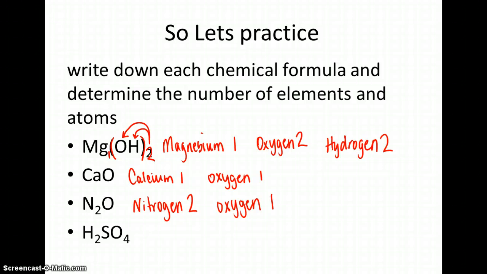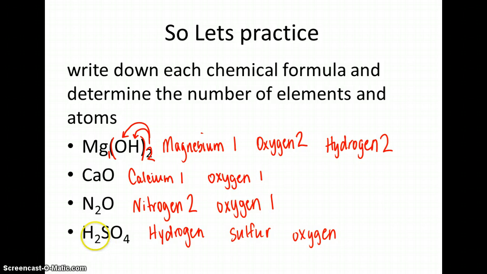Our last formula we have here has 3 different elements. So we have a hydrogen and sulfur and oxygen. So those are our 3 separate elements. Now to figure out how many of each do we have. So the 2 behind the hydrogen tells us that there are 2 of those.